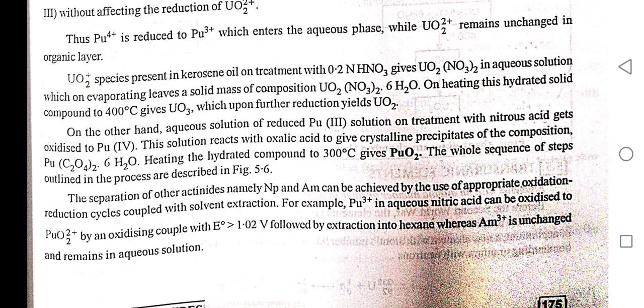On the other hand, the aqueous solution of reduced Pu3 positive on treatment with nitrous acid gets oxidized to Pu4 positive. This solution reacts with oxalic acid to give a crystalline precipitate of the composition Pu(C2O4)2.6H2O. Heating the hydrate compound to 300 degrees Celsius gives PuO2. The whole sequence of steps outlined in the process is described.